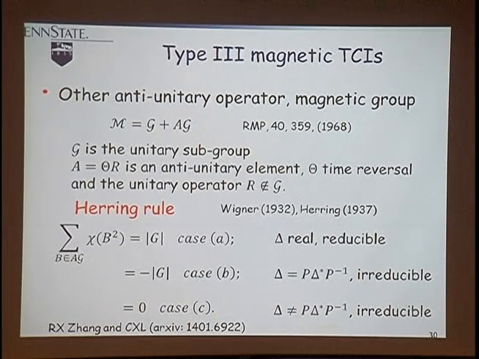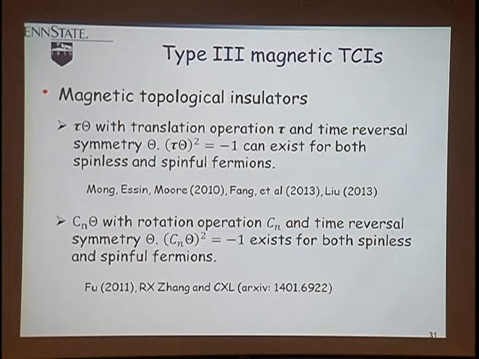And one can use that, and it's actually very simple. Basically, what you need to look at is that the square of this anti-unitary symmetry operation should be equal to -1, not 1. Then it will give you some degeneracy. Here we look at two types. One is what we call tau theta, time-reversal symmetry plus a translation operator, and it is possible to give you the -1. This can exist for both spinless and spinful fermions.